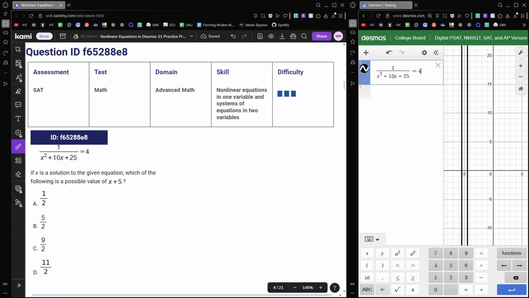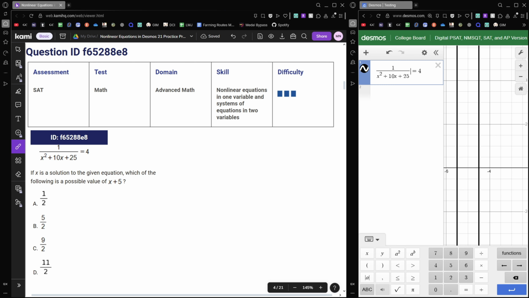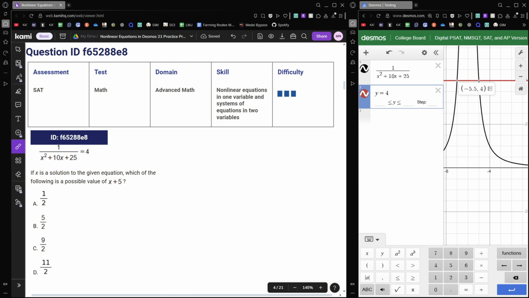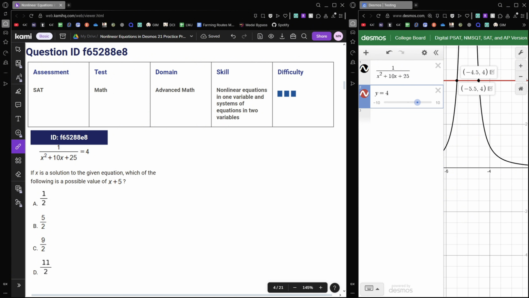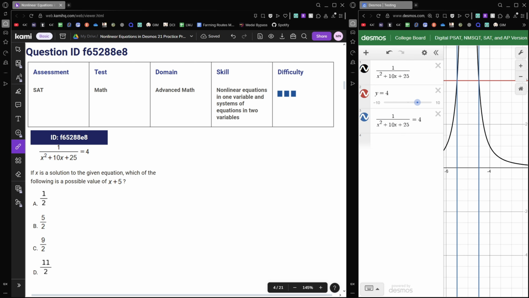Now we get our solutions here, but the problem is they're decimals, and we also can't click on the line. So when this happens, instead of typing equals 4 at the end here, you can just type in y equals 4 into a separate equation. And then the solutions would be at these points where they intersect. It would be the x values. And real quick, just to show you, the original equation would be like this, and the x value would still be the same. It would still be negative 5.5 and negative 4.5. It'd just be a lot harder to tell. So you should instead just type it into two equations like this.